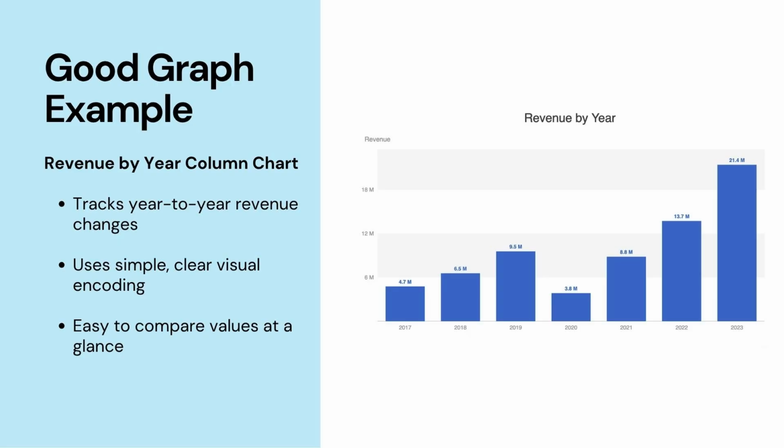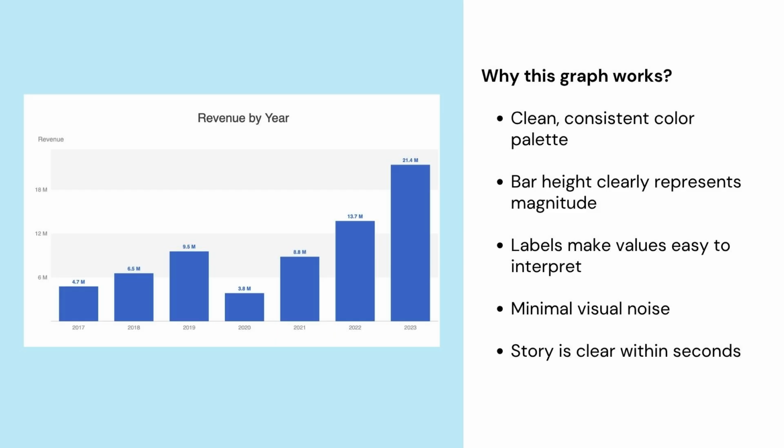This graph tracks revenue changes from year to year. It uses simple and clear visual encoding, and because of that, it's very easy to compare values at a glance. This graph is effective for several reasons.